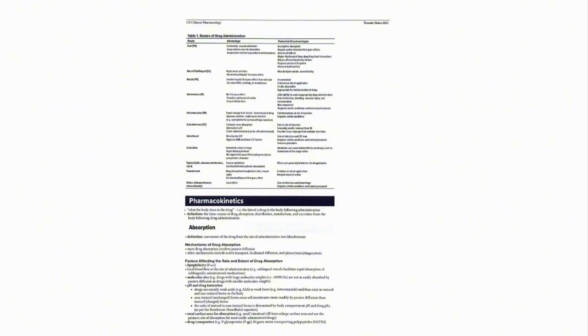Now, let's move to the second section of today's lecture, pharmacokinetics. Pharmacokinetics is often summarized by the phrase, what the body does to the drug. It describes the journey of a drug through the body after administration. Pharmacokinetics encompasses four major processes: absorption, distribution, metabolism, and excretion, commonly remembered by the acronym ADME.